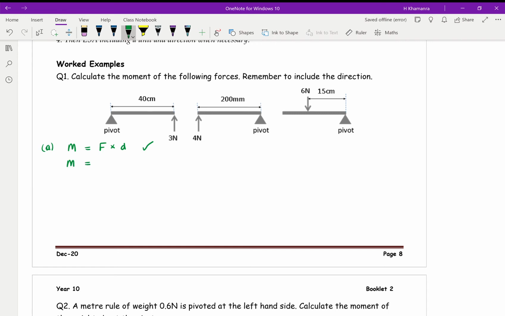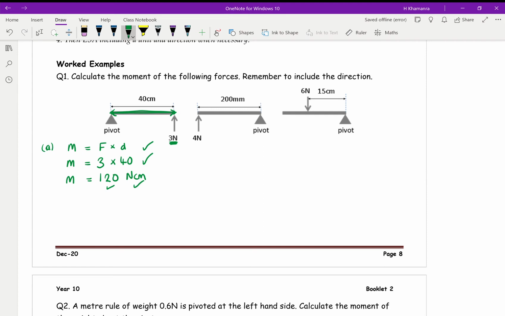So our force is always measured in newtons, and in this example our force is 3 newtons. Our distance from the pivot, well here's the pivot here, here's our force, the distance in between them is 40 centimetres, so my distance from the pivot is 40 centimetres. So that's my second mark. Then I actually calculate that, and I find that the moment is 120. So that could be my fourth mark, and then I have to say what the unit is. My force was in newtons, my distance was in centimetres, so my unit is newton centimetres.